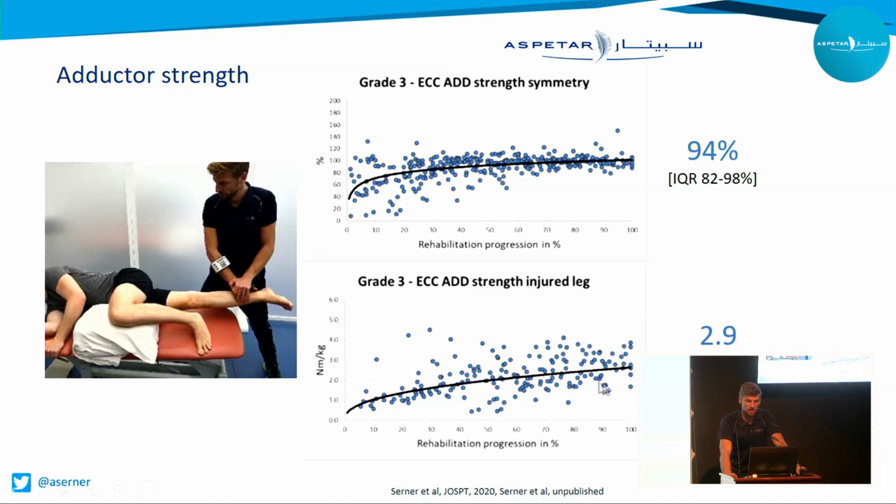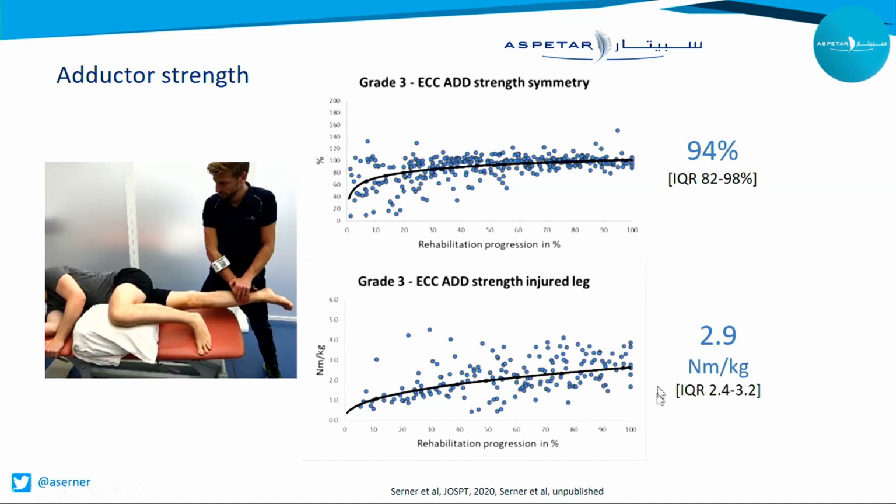But we can also see that on average, they have normal values, so comparable to what we see in the cohort of football players here in Qatar. So average values at return to sport as in uninjured players.